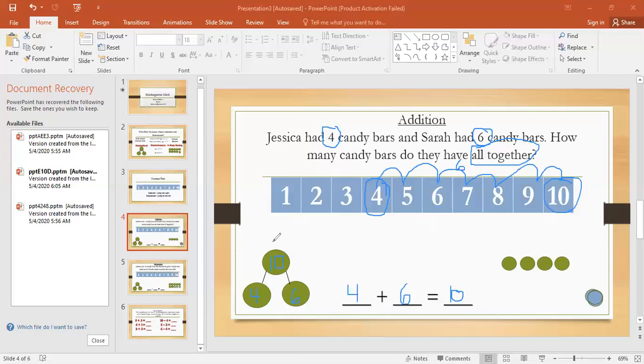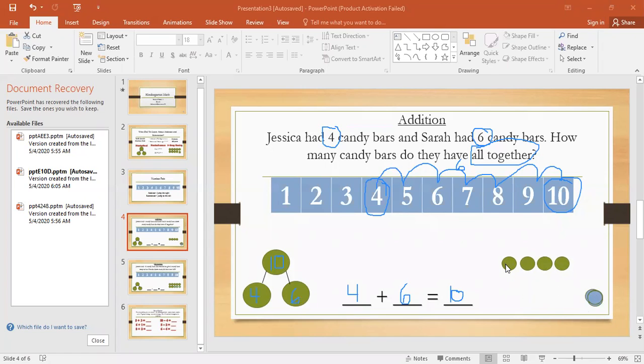All right, we did our number path, we did our number bond, and our number sentence. Now we need to complete our picture, our 5-group drawing. All right, guys, my 5-group drawing, count with me how many circles I already have out. 1, 2, 3, 4. What do I need to do next? Put out 6 more circles. Great, for the 6 candy bars that Sarah has. So I'm going to use my second color. Remember, in 5-group drawings we always use 2 colors. 1 color for the first part and a different color for the second part.